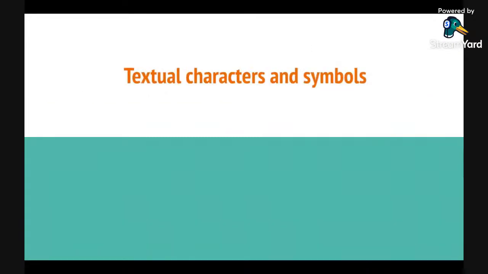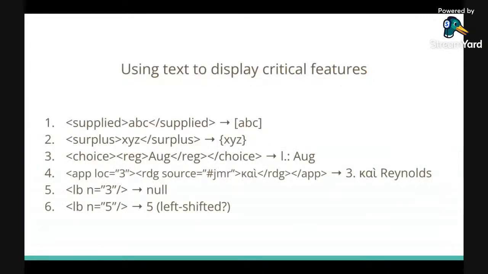So I then want to talk about the three kinds of processing that we do to get our XML data into HTML. So the first is to use text to display some of these critical features that we've used XML tags to represent in the XML files.